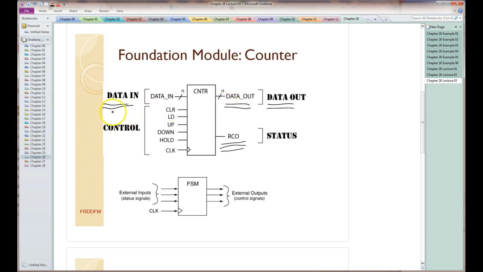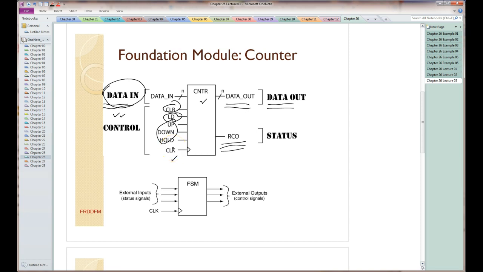We can have various control inputs to a counter as well. We can clear the counter, which means we can put all zeros into the storage of the counter. Typically clear is usually an asynchronous signal, but you can design it either way. You can state it either way, either as synchronous or asynchronous. Load is a control signal that causes this data in value to be latched into the counter. Up and down and hold have to do with the count. Up increments the count, down decrements the count, and hold doesn't change the count.